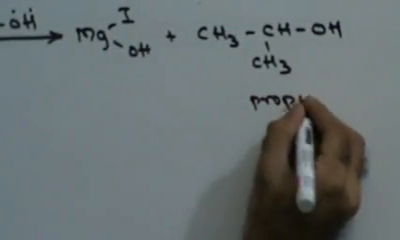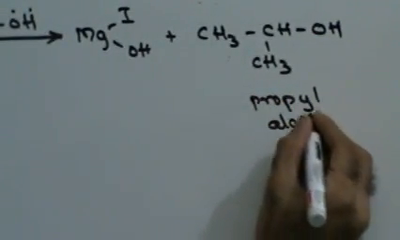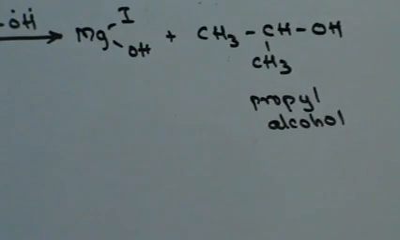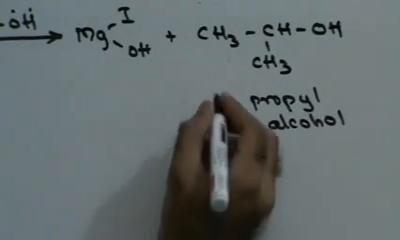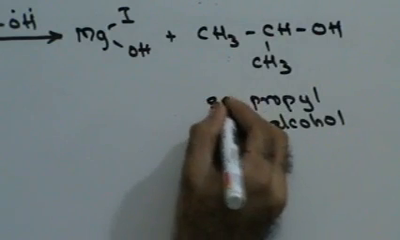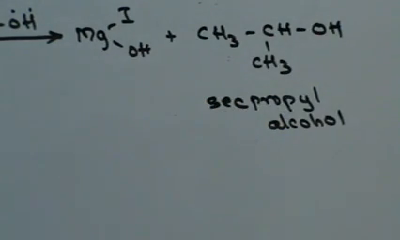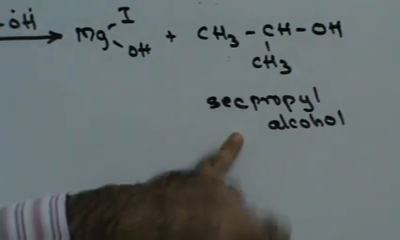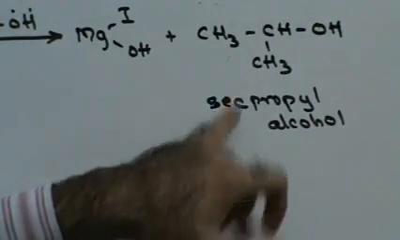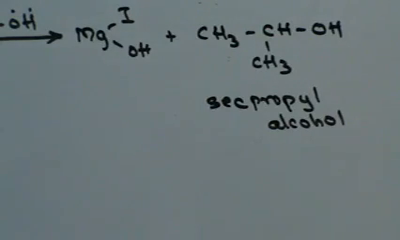Three carbon atoms, therefore propyl. OH, therefore alcohol. OH is attached to the second carbon atom. Therefore, this can be called sec propyl alcohol. This could also be called isopropyl alcohol. If I consider the straight chain as a primary chain, then it could be called isopropyl alcohol, right? So either I name it sec propyl alcohol or isopropyl alcohol, it's the same thing, right?